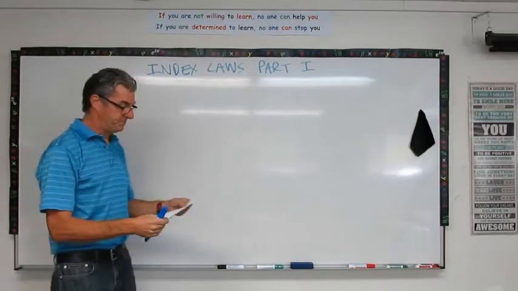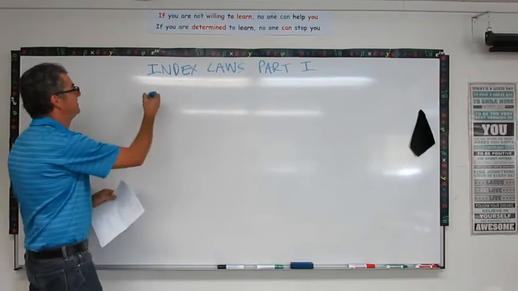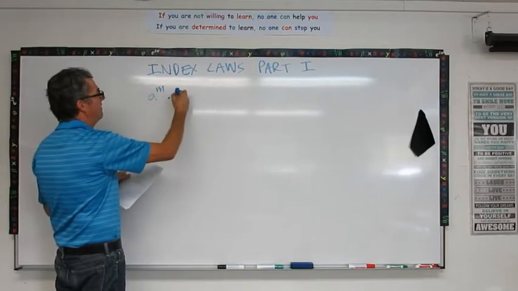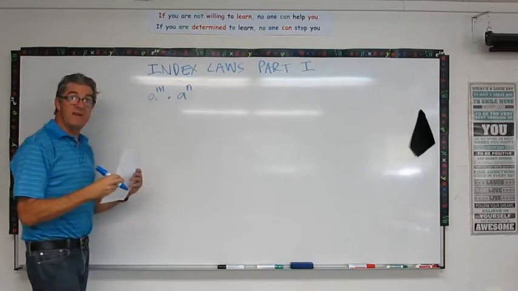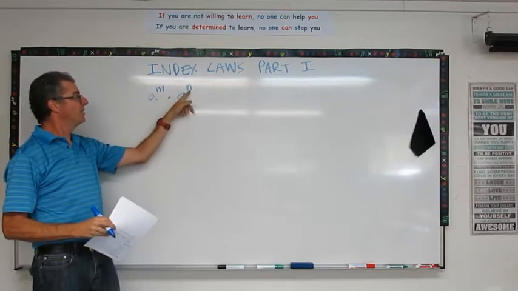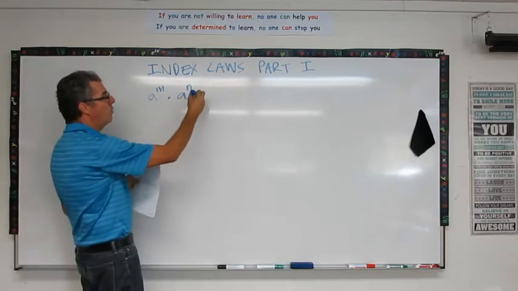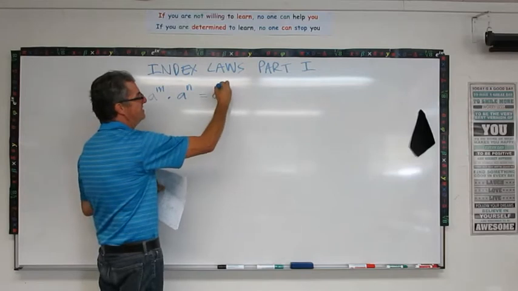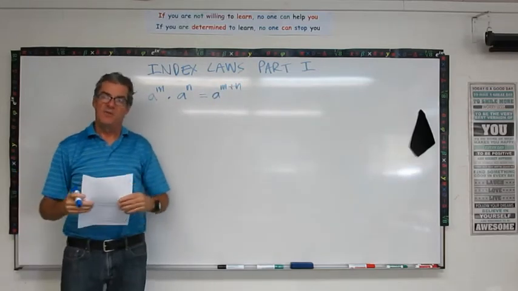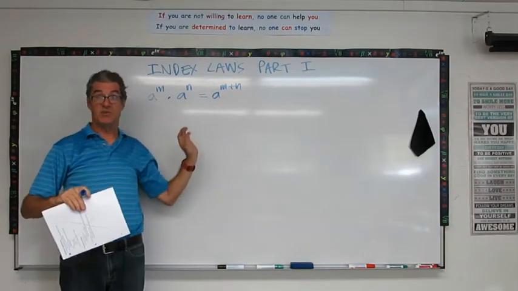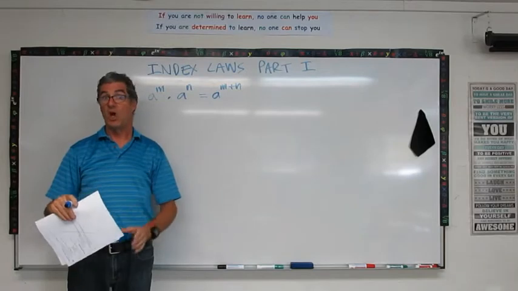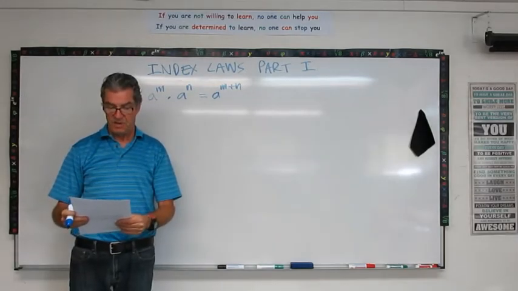Let's get started. Our first law is pretty straightforward. If I have the same base and different exponents with multiplication, I wind up with a to the m plus n. Okay? Now, if you want to take notes, you can, but all these things are also in your book, and we're going to make a table that's going to have all the laws in it. Let's do an example.